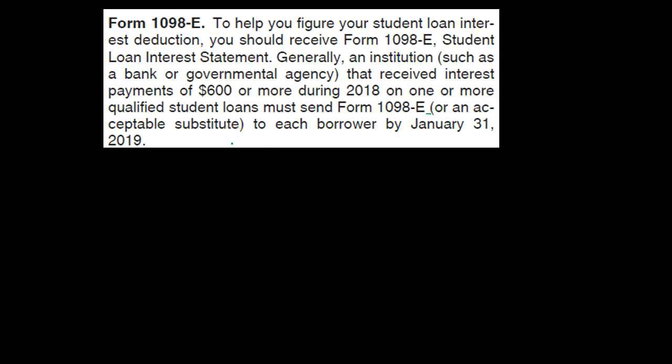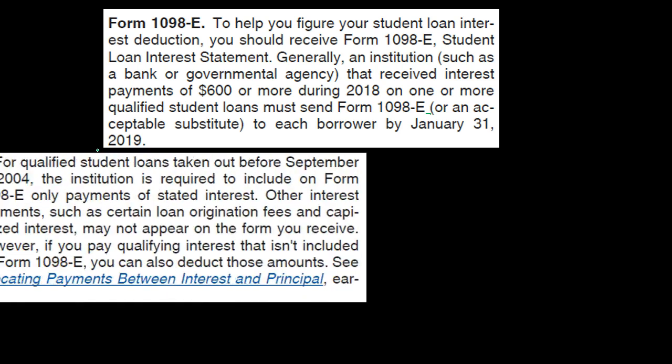Back to the text, to each borrower by January 31st, 2019. So note that if you have loan payments, you should receive the Form 1098-E by January 31st following the tax year, in our case 2018, therefore January 31st, 2019. If you don't get it by that time, then you may want to contact the institution and see if you're in one of those cases where maybe they don't provide it or are not required to do so, and then think about how you can go from that point forward.